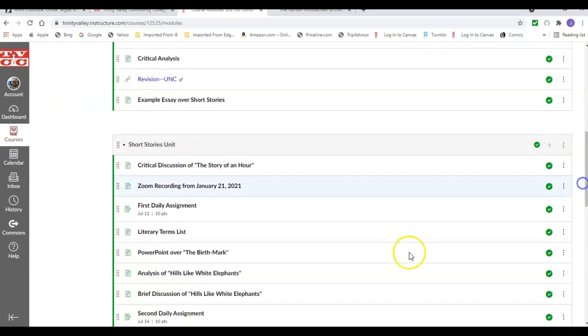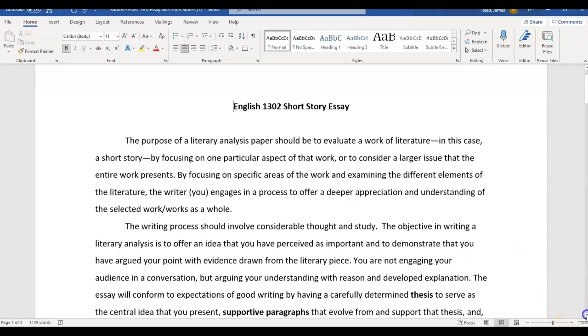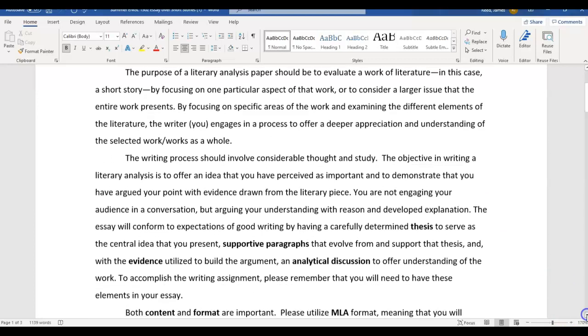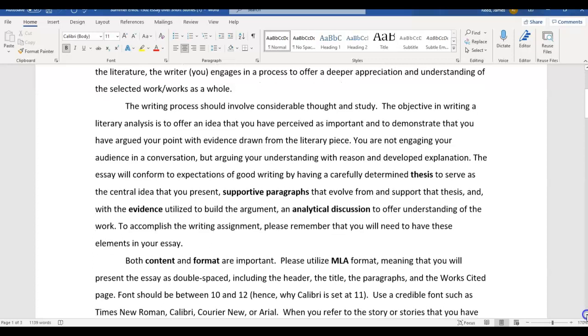So, let's look at the actual assignment. I have it called up here. In this particular case, the opening tells you the literary analysis paper is to focus on a particular aspect, and by using those specific areas, you're going to offer an appreciation and understanding of the work. In this particular case, it goes on and talks about the writing process, having to have a carefully determined thesis, supported paragraph, evidence from the story, and then an analytical discussion of that evidence.